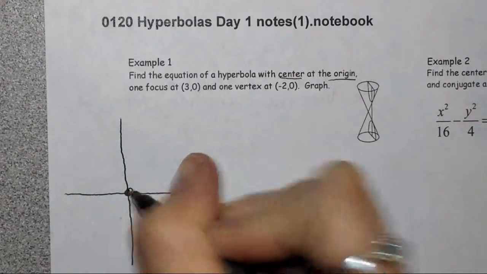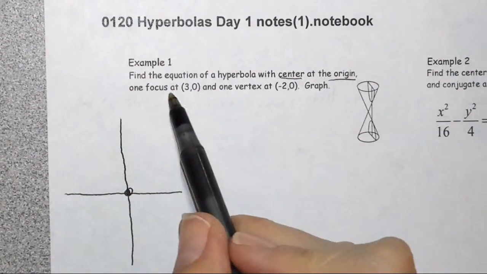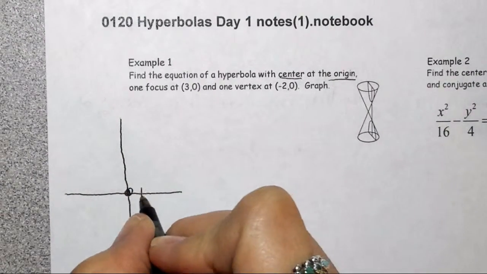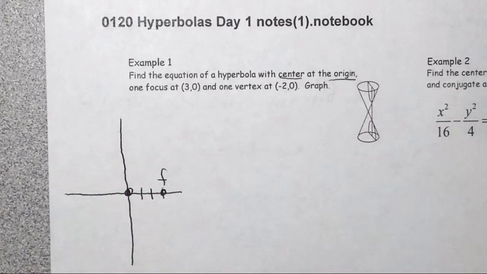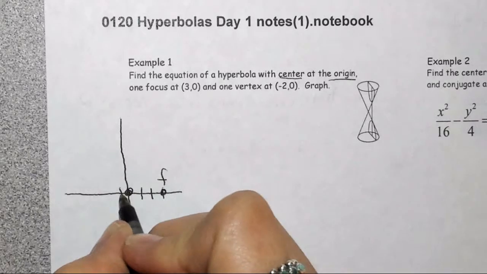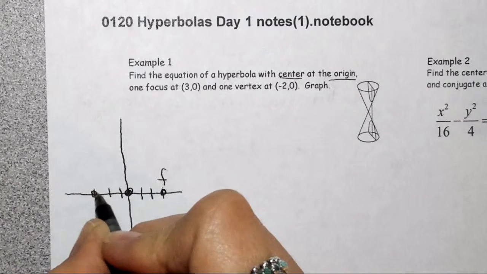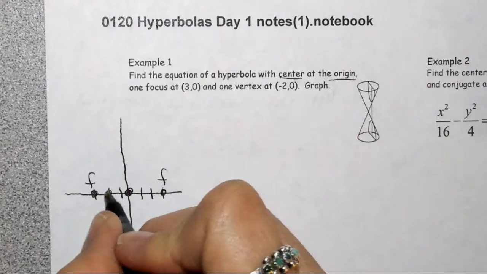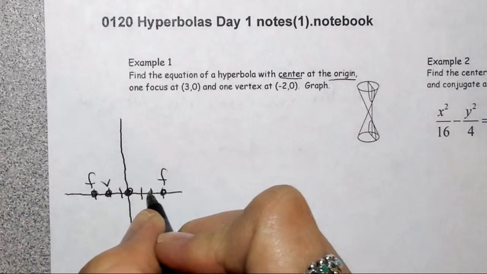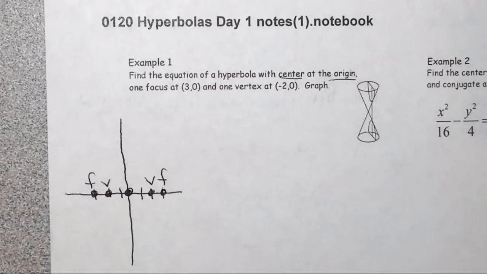(0, 0). Okay. And now we're going to go graph the focus. It's at (3, 0). 1, 2, 3. Label it with an F. Where would the other focus be? (-3, 0). Yeah, I'm going to label that one. They also gave me a vertex at (-2, 0), which means I have another vertex at (2, 0).